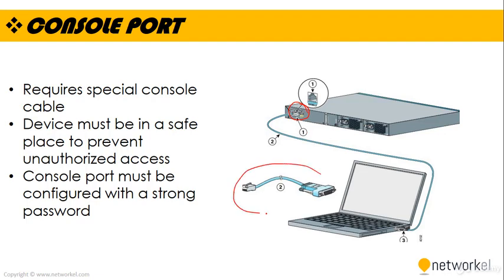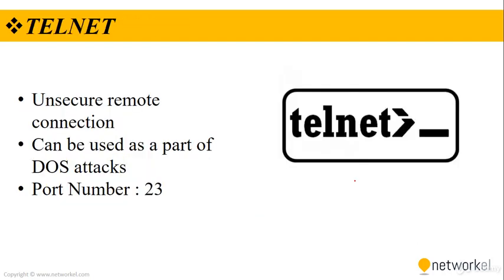This cable, known as a rollover cable, is used to connect the serial COM port of the computer to the router or switch console port. One end of the cable is RJ45 type and a DB9 to RJ45 converter is molded on the other end. Let's go ahead with telnet, another access method to the CLI.